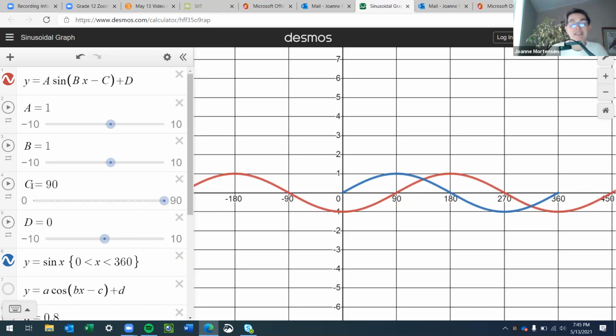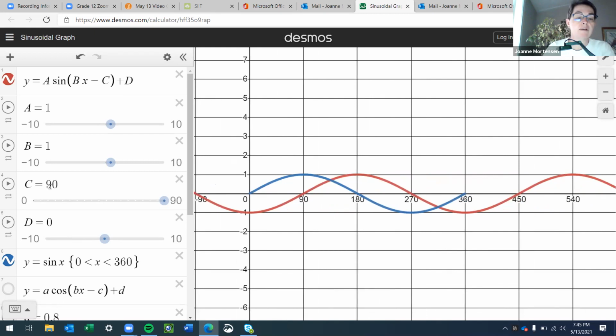So what do you need to know about the C? That is going to change your start and your end point. So for one complete cycle, move the graph over. We have C equal to 90. So instead of starting at 0 and finishing at 360, it's now starting at 90 and finishing at 450. If you take 0 and add 90, you get 90. You take 360 and add 90, you get 450. So it's not squished or expanded, it's just shifted. And that's called horizontal translation.